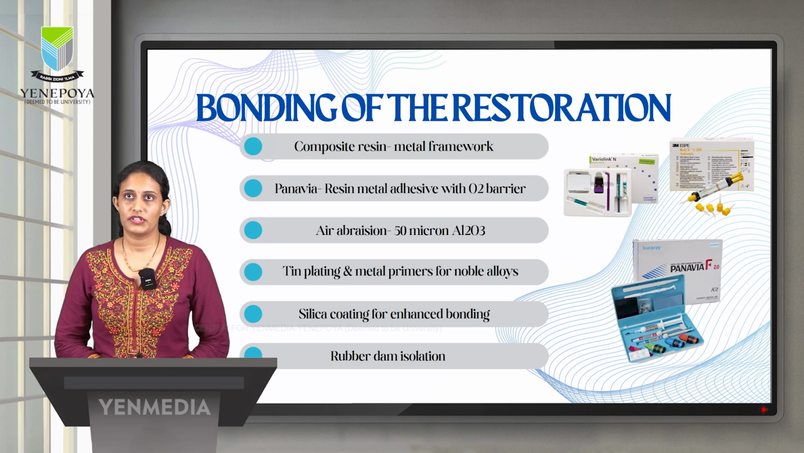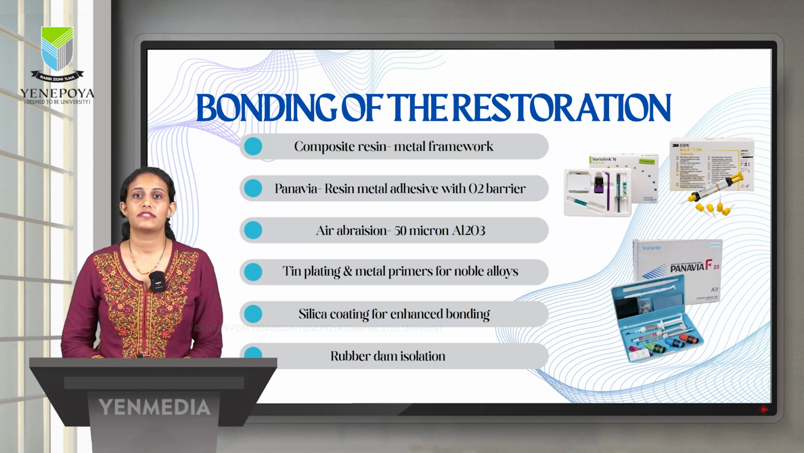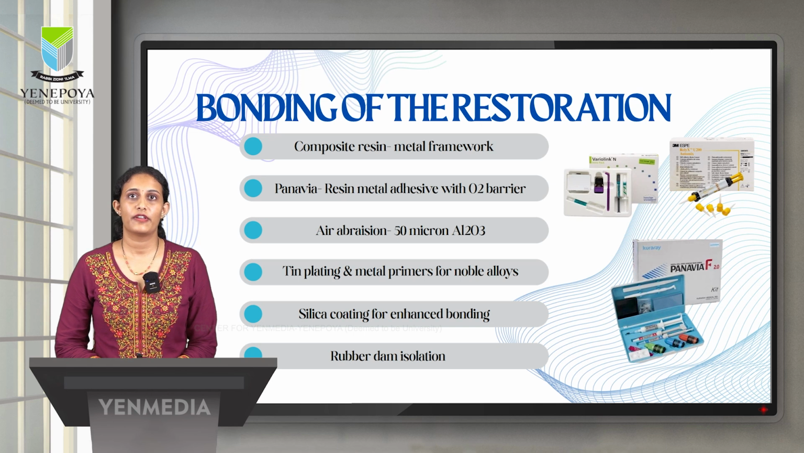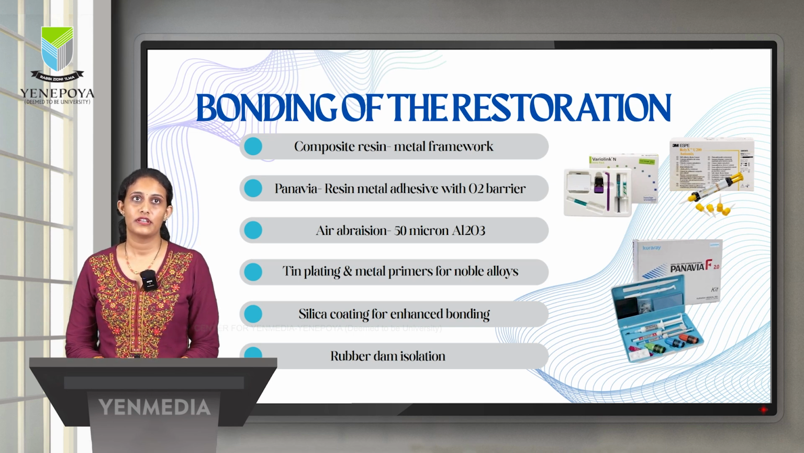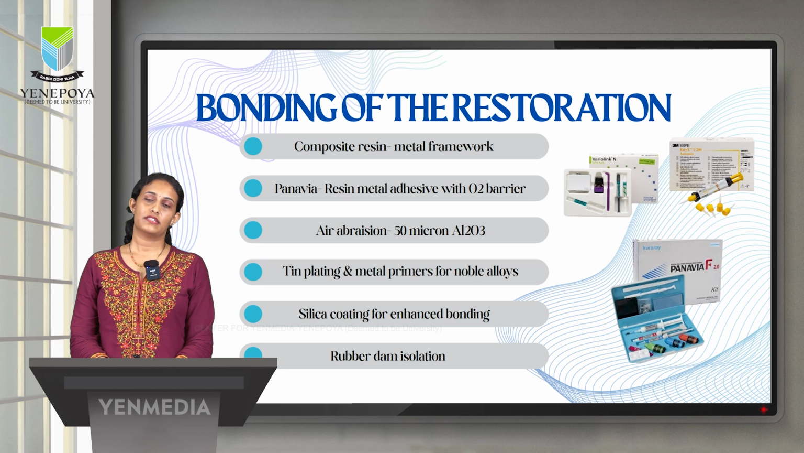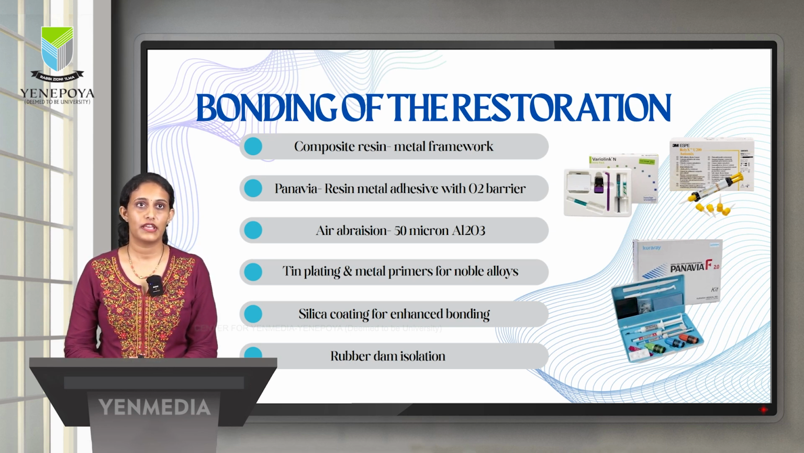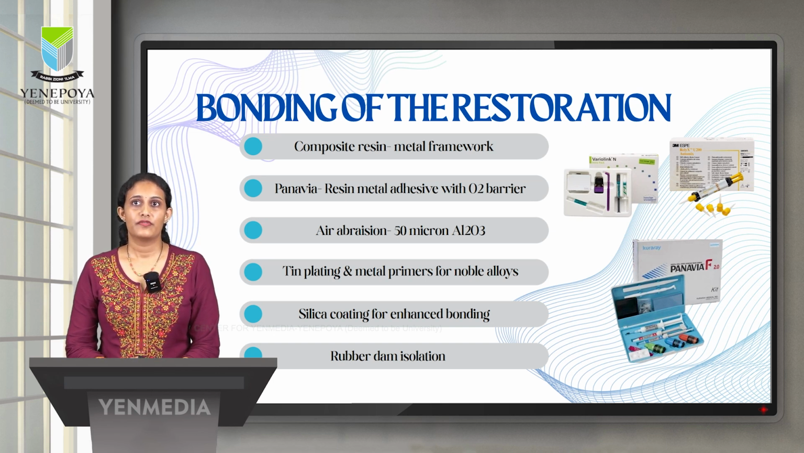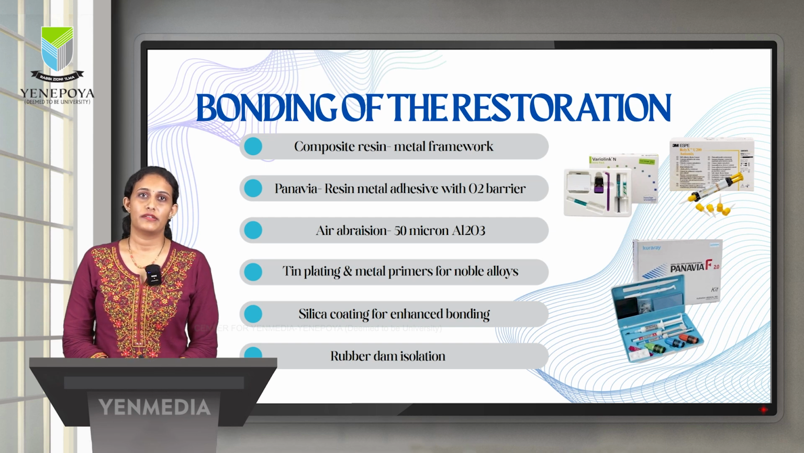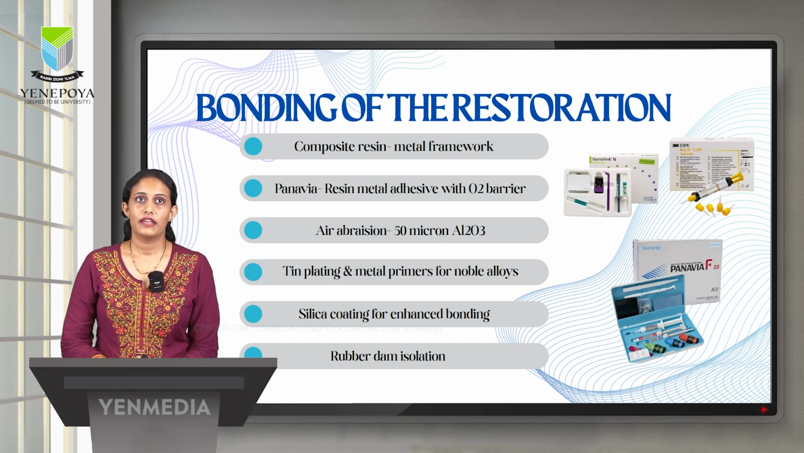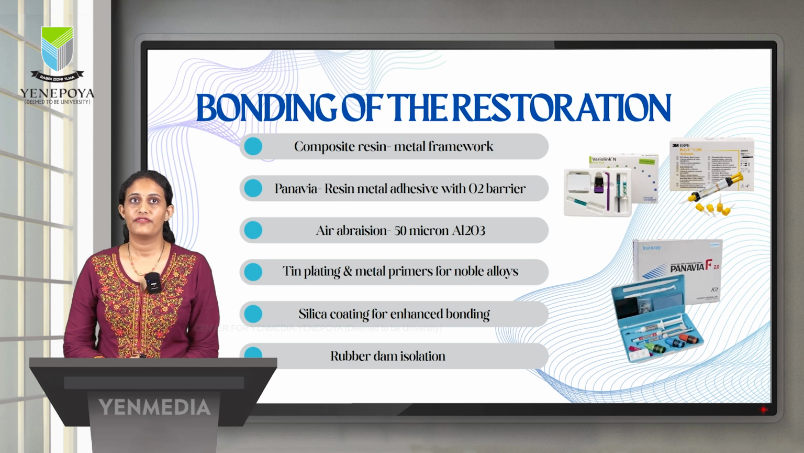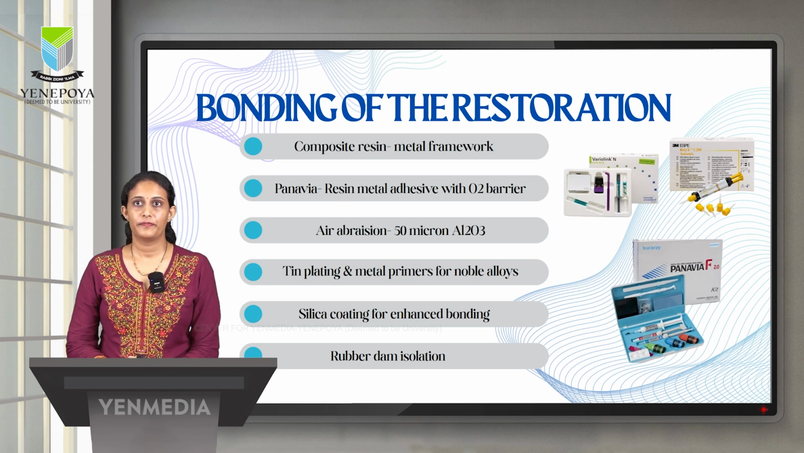Moving on to the bonding of the restoration, the composite resins are used to bond the metal framework to the etched enamel surface. Conventional bis-GMA resins have been replaced by the recently developed resin metal adhesives, for example Panavia. Now in this we need to use an oxygen barrier at the margins, and then it has to be air abraded with 50 micron aluminum oxide. We can use tin plating and metal primers for the noble metal alloys.